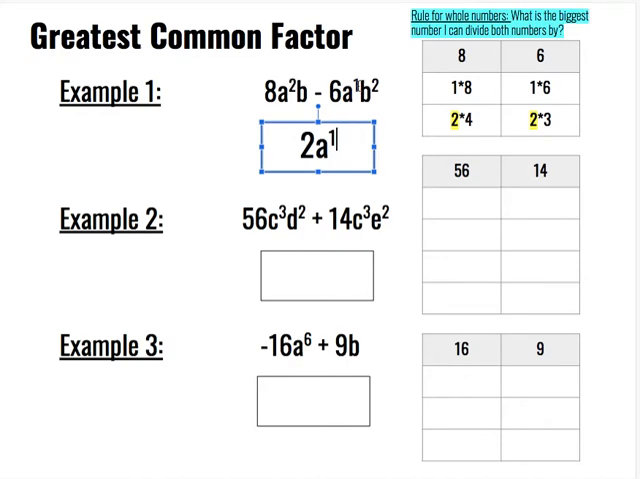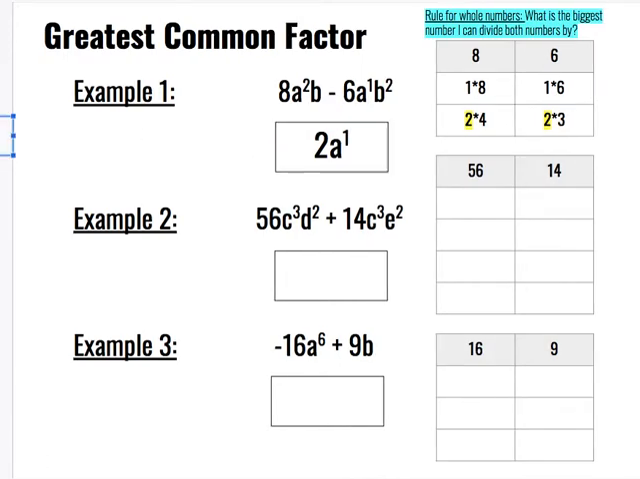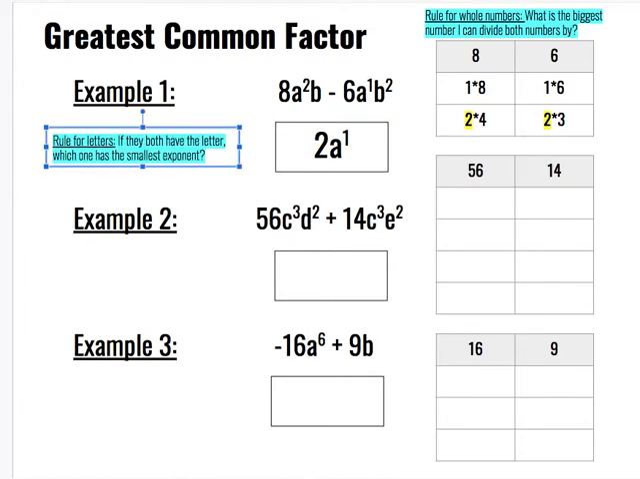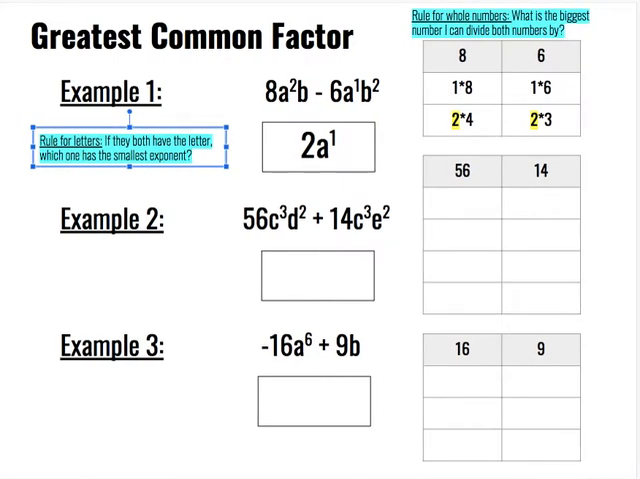If they both have an a, you're going to look at both of those little numbers and find the smallest one. That is as many as you can take away from both of them without going over, without them not having enough. So if they both have a letter, which one has the smallest exponent is the rule for letters.